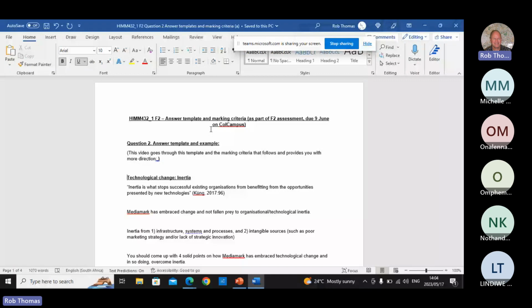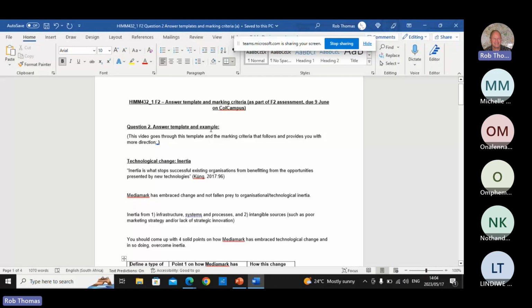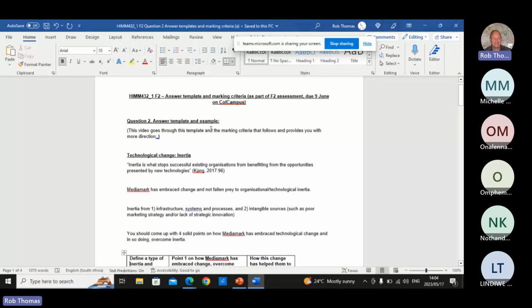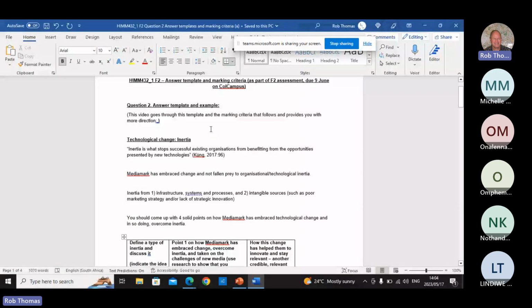I'm helping you with this, but anyway, what I wanted to say to you guys is technological change in terms of inertia. We've discussed the King example. MediaMarkt has embraced change and not fallen prey to organizational or technological inertia. Inertia, as we discussed, comes from one, infrastructure systems and processes, and two, intangible sources such as poor marketing strategy and or lack of strategic innovation. So guys, poor marketing strategy and lack of strategic innovation can also be causes for why your company is fading.